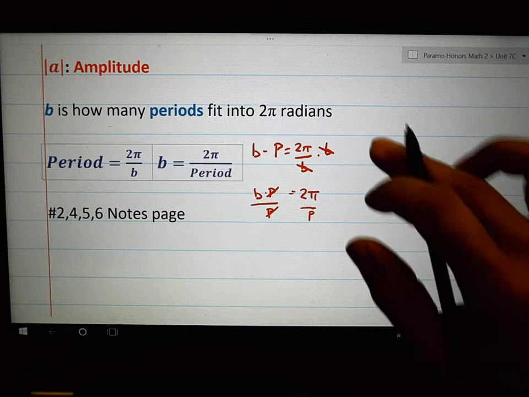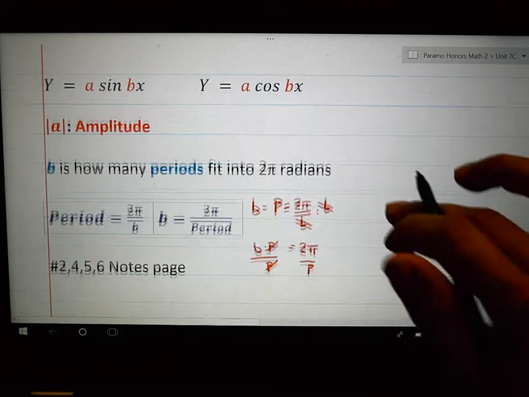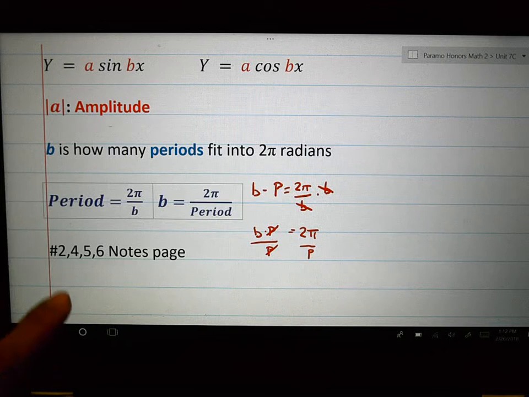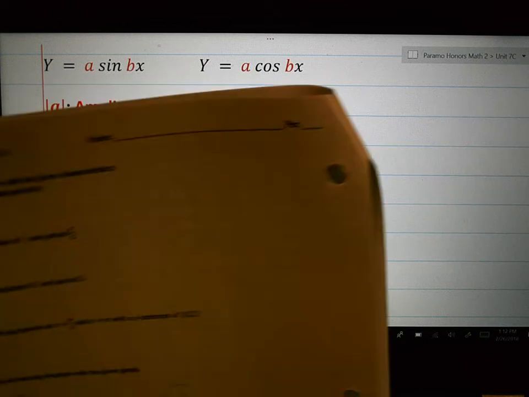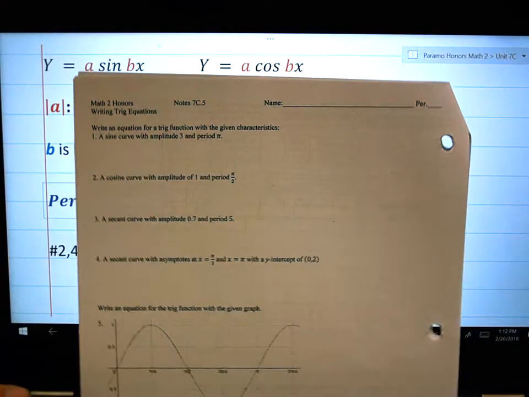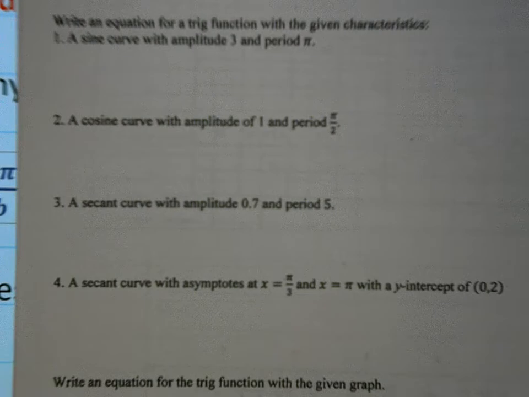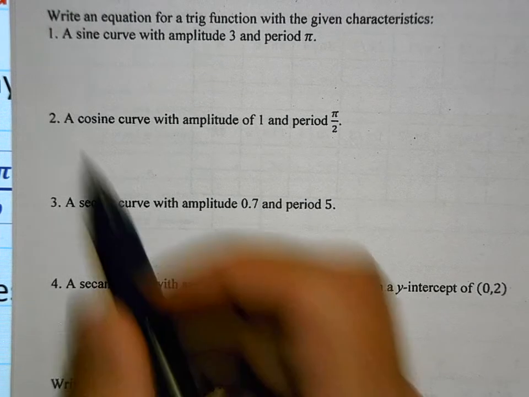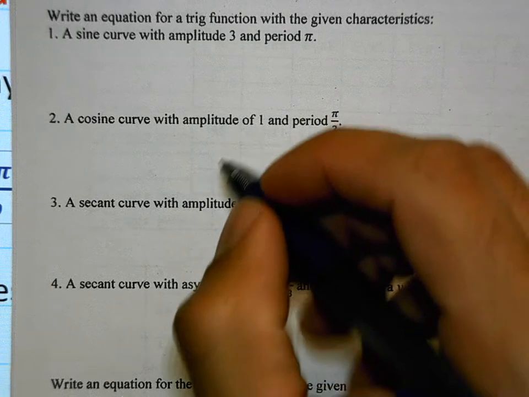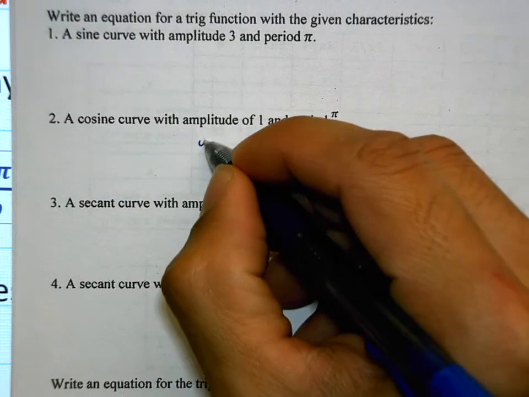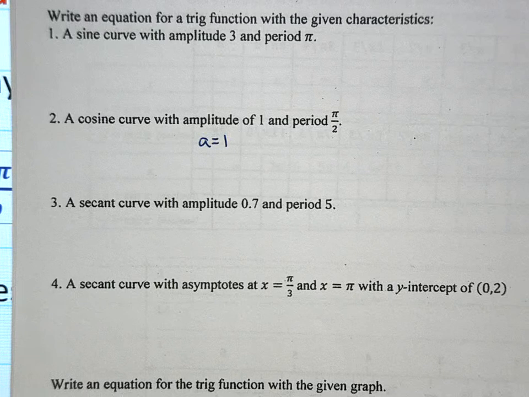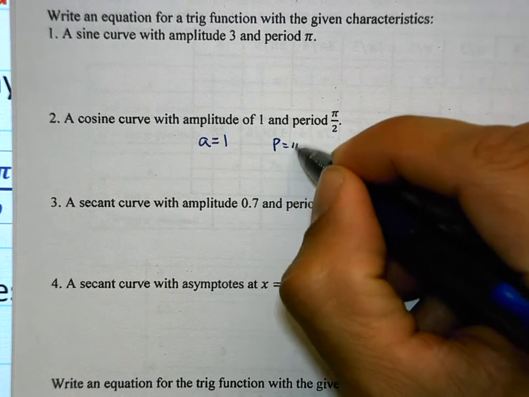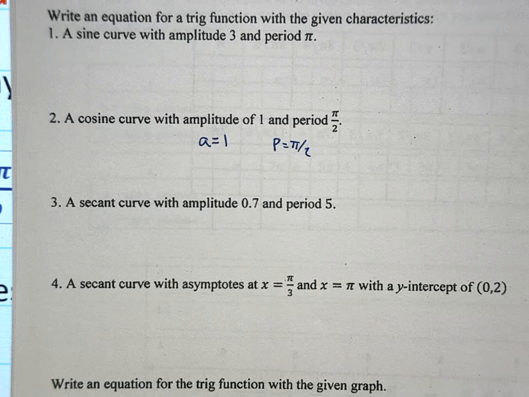So with that being said, using these concepts, we're going to be able to answer the questions on the notes page, numbers 2, 4, 5, and 6. What I'm going to do is take number 2 right here. I'm going to turn this little light on. I need to do a cosine curve with an amplitude of 1. If it's a cosine curve and the amplitude is 1, I know that A has to be equal to 1. And if the period is pi over 2, I need to figure out what the B value is.